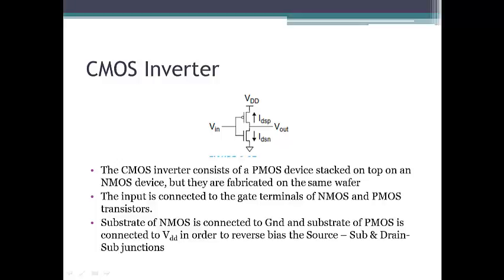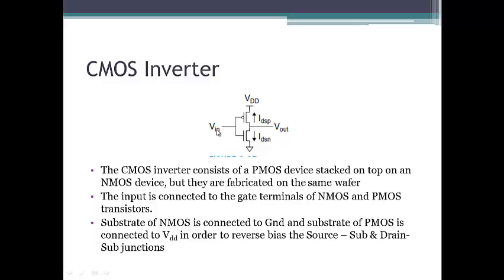This CMOS inverter circuit is well known and it is the basic gate. Everyone knows this and how this works. We have the PMOS stacked on the top of the NMOS device, and the gates of them are connected together, and the input is given here, and the drains are connected together, and the output is taken here. And then IDSP and IDSN are in the opposite direction, they are equal and opposite.